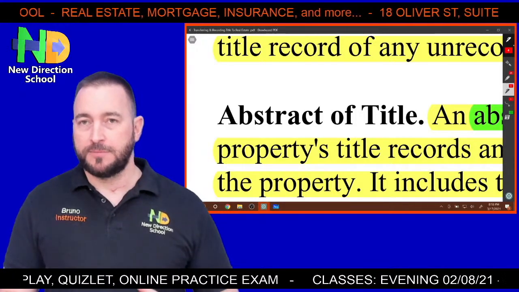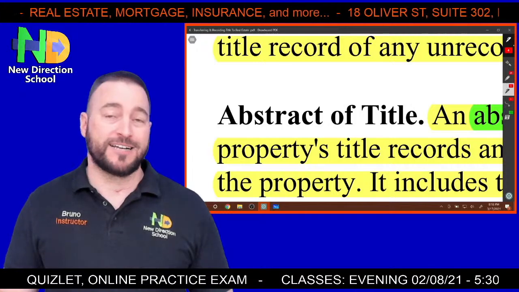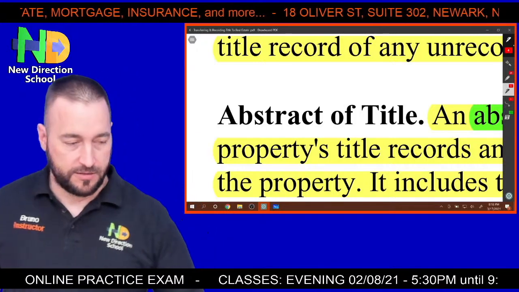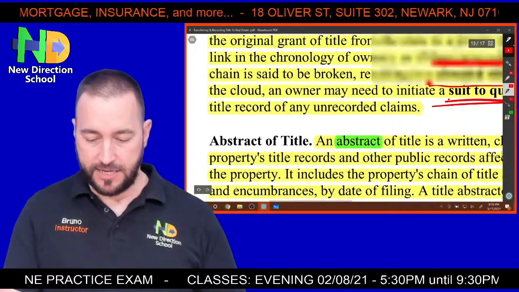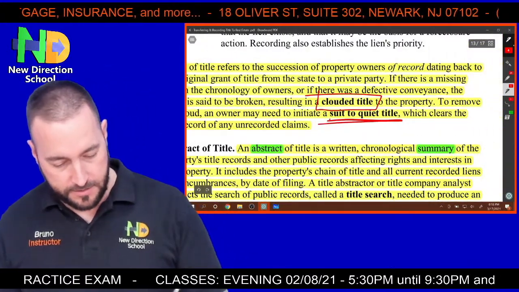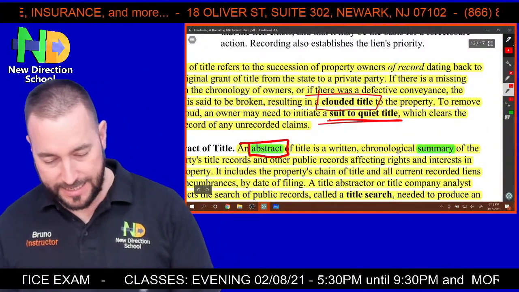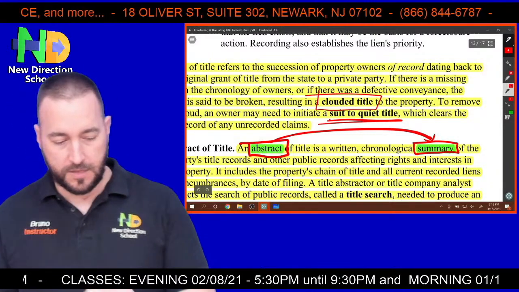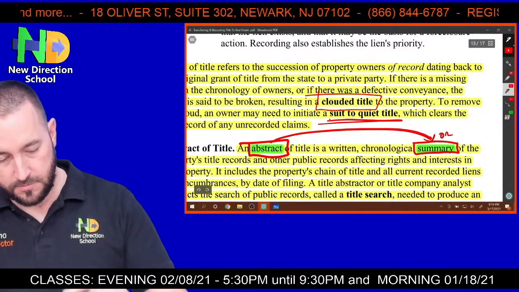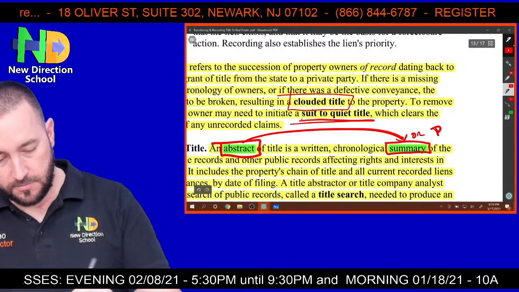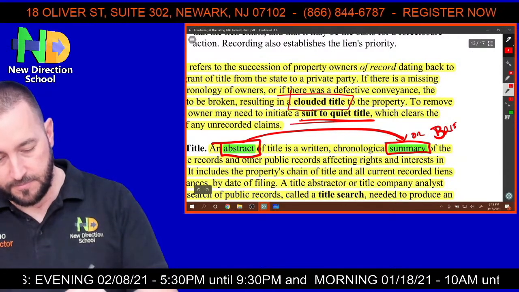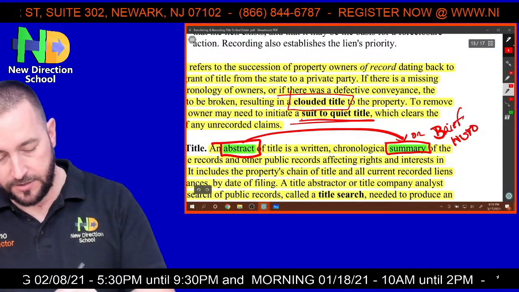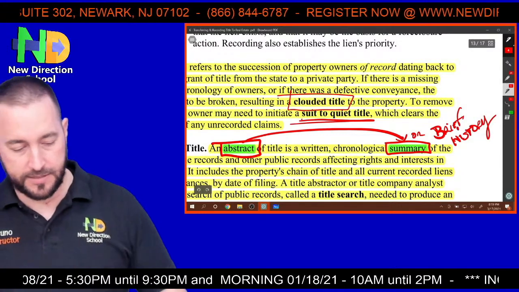The word might come in different ways. One of the words that might show up is summary or brief history. That's why the way I have it highlighted here, abstract is a summary. Okay, or brief history of records against the property.